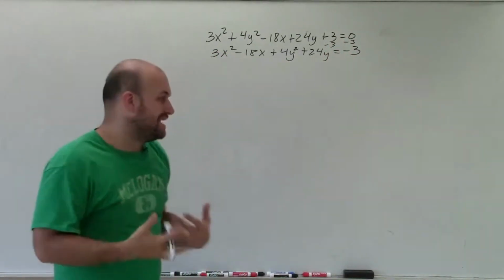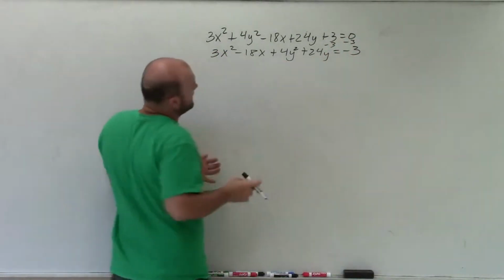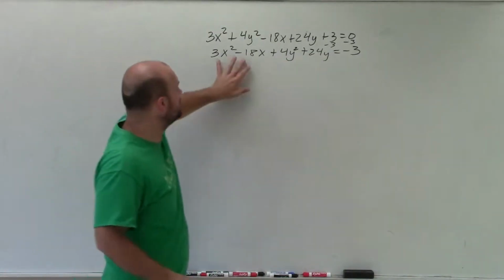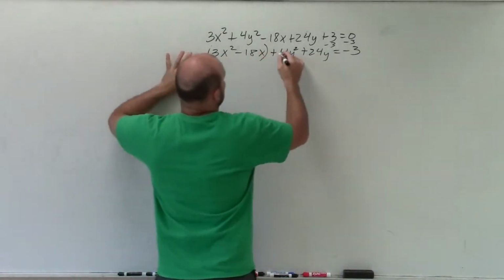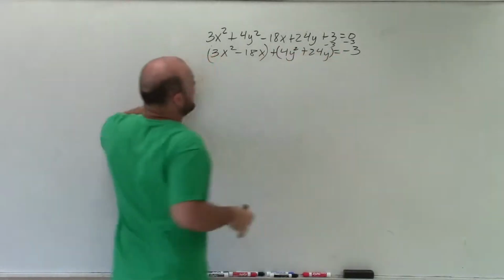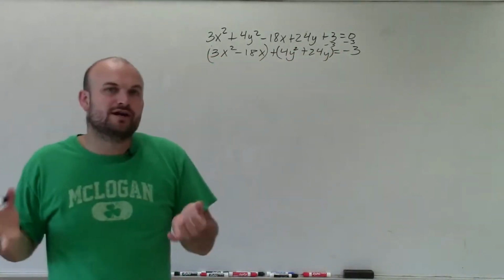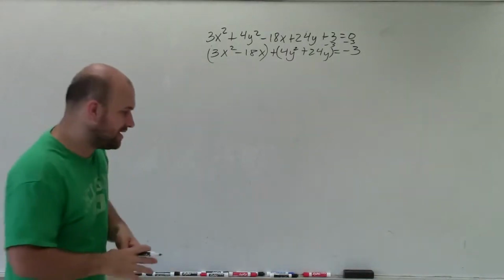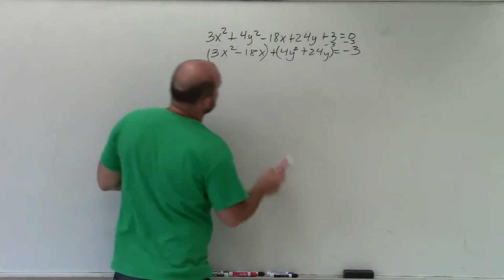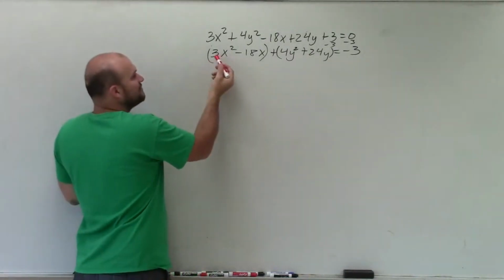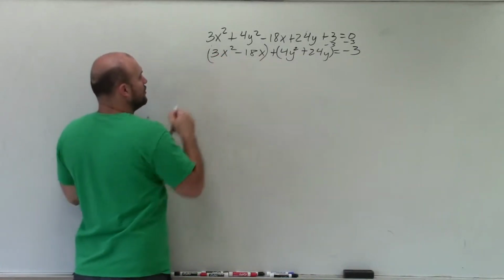Now, again, what we're trying to do is we want to create perfect square trinomials. Right now, if you just look at these, we just have 2 binomials, right? I want to create 2 perfect square trinomials. So to do that, I have to complete the square. But to complete the square, we got to make sure that our quadratic terms have a coefficient of 1.